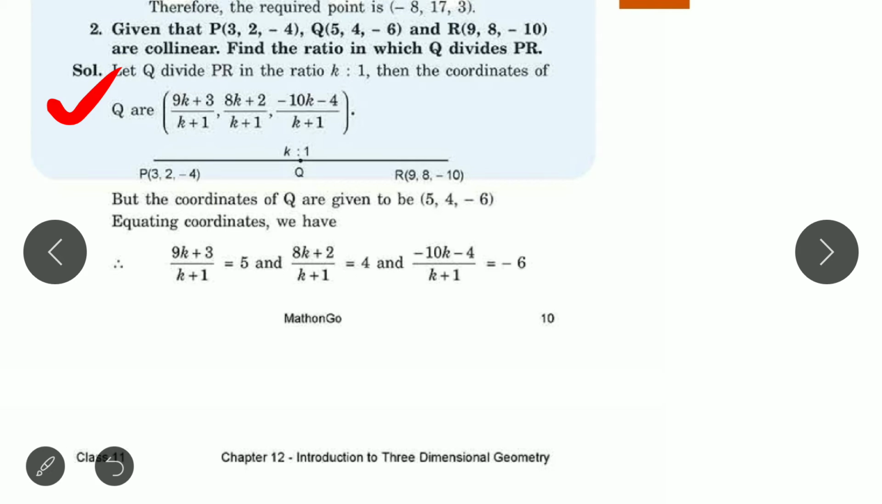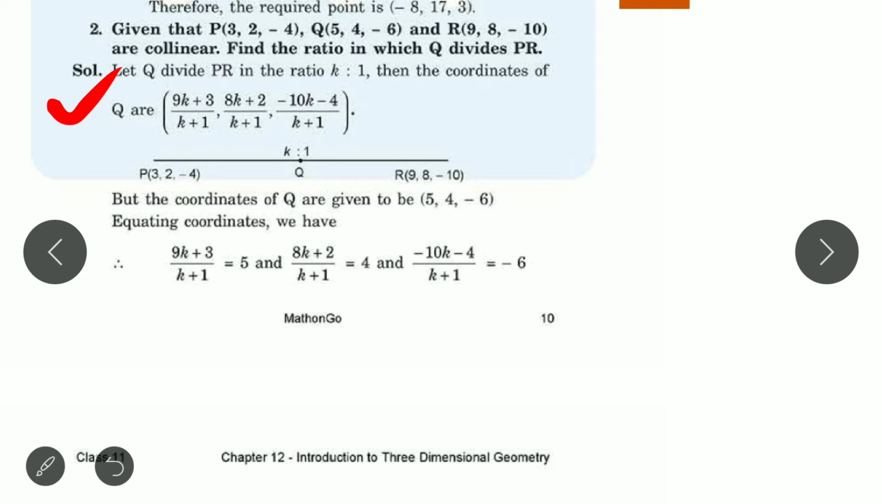Introduction given. See the first line. Let Q divide PR in the ratio k:1. I told you, don't consider m:n. It will not be wrong, but this is the simplest way out. Then the coordinates of Q are. So how did we obtain the coordinates of Q? Using the internal division formula.